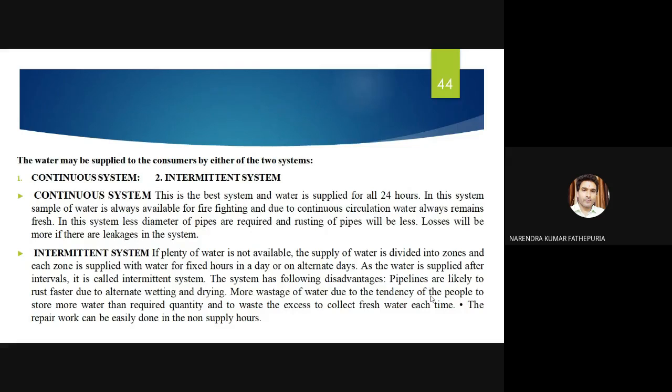So water may be supplied to the consumer by either of the two systems. One is the continuous system, another one is the intermittent system. As the name suggests itself, continuous system means 24 hours water supply you will get. Wherever you open the tap, water will be there, right?